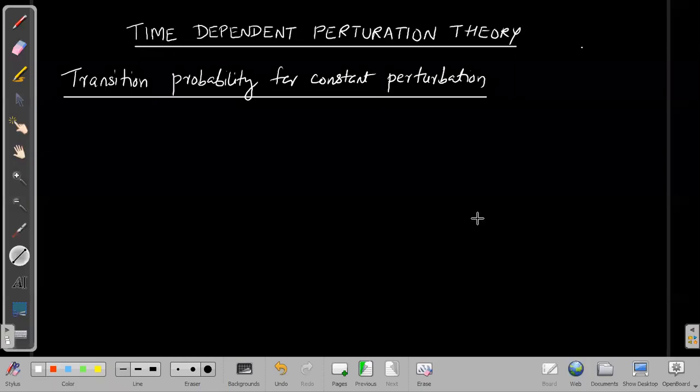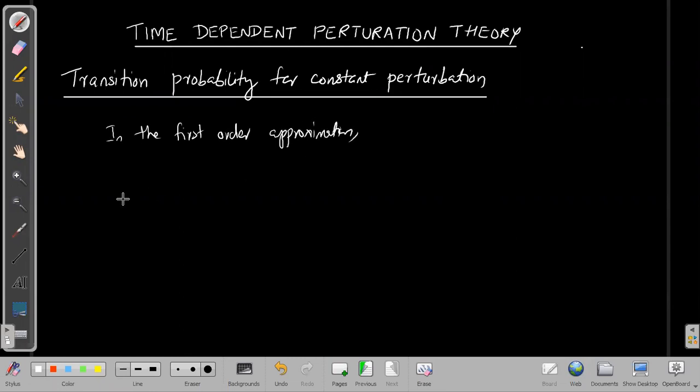So we'll continue discussion on time-dependent perturbation theory. Today the topic is the transition probability for constant perturbation. We already found a detailed expression for transition probability in time-dependent perturbation theory. In the first order approximation, what was the expression for the transition probability?